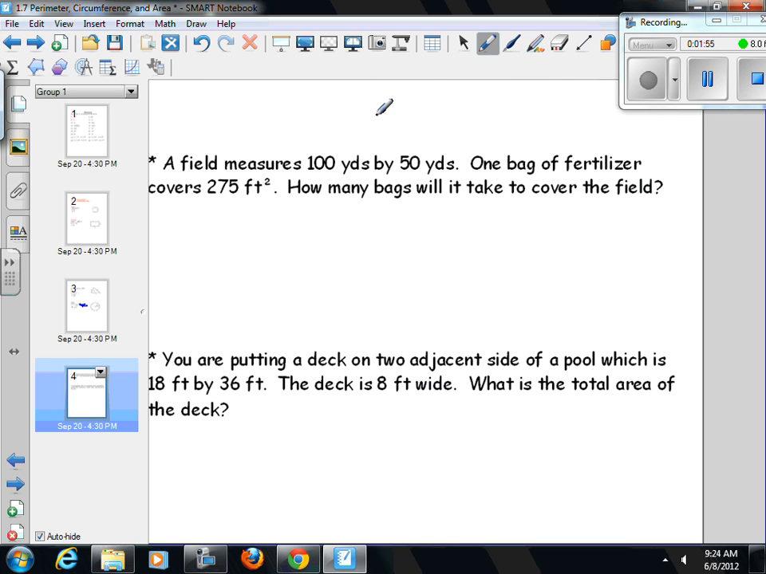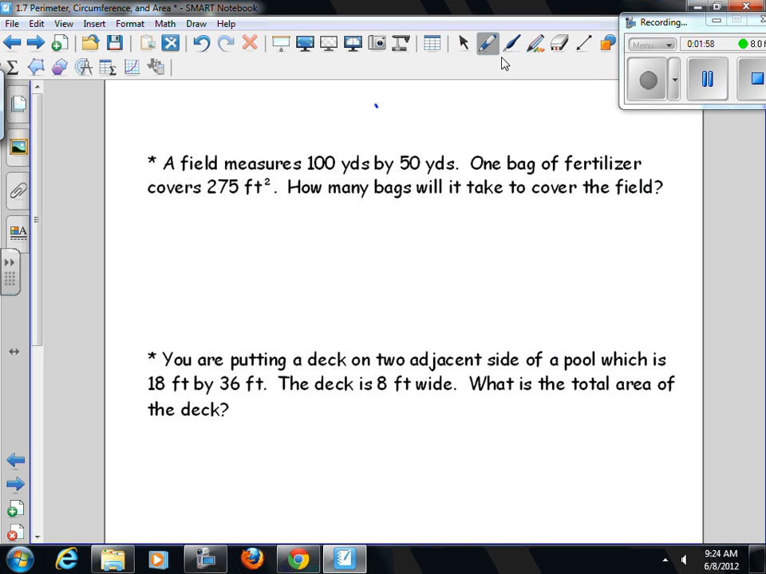Now, what we're going to do next is we're going to look at some examples. Here we have a field that measures 100 yards by 50 yards. One bag of fertilizer covers 275 square feet. How many bags will it take to cover the field?